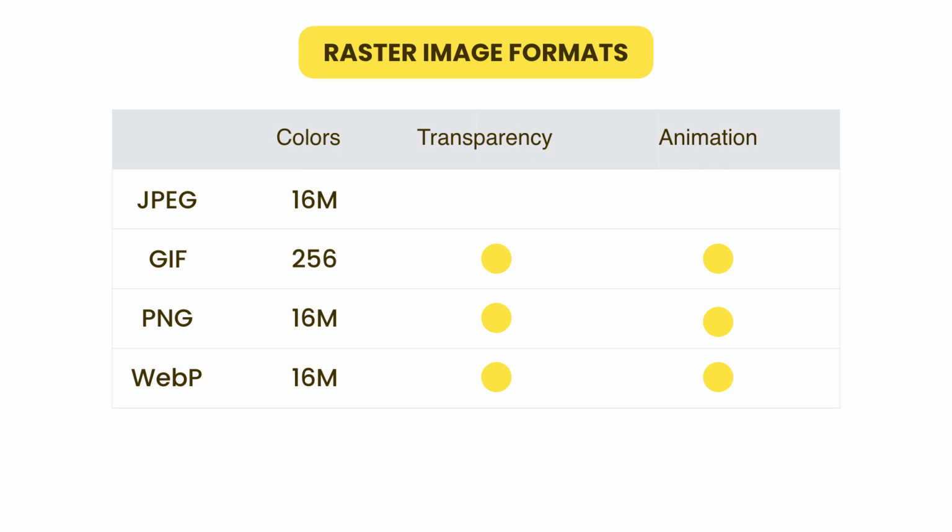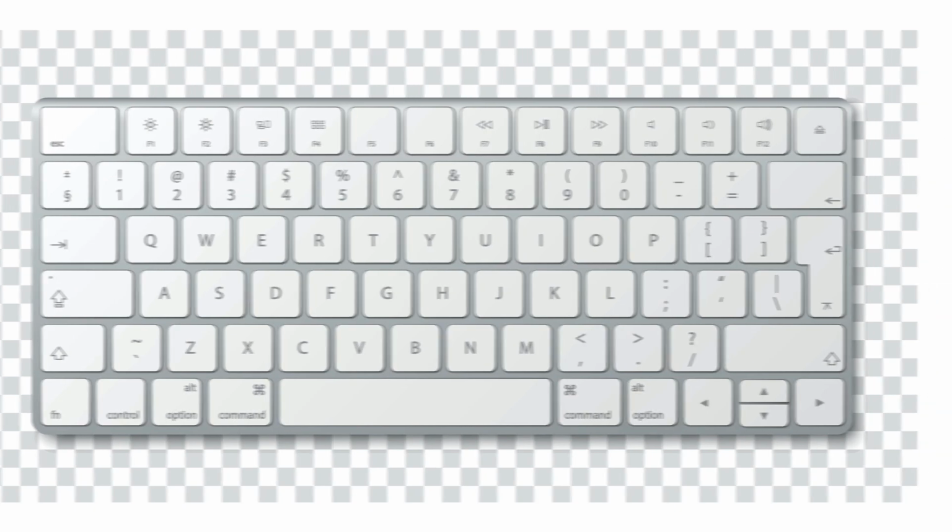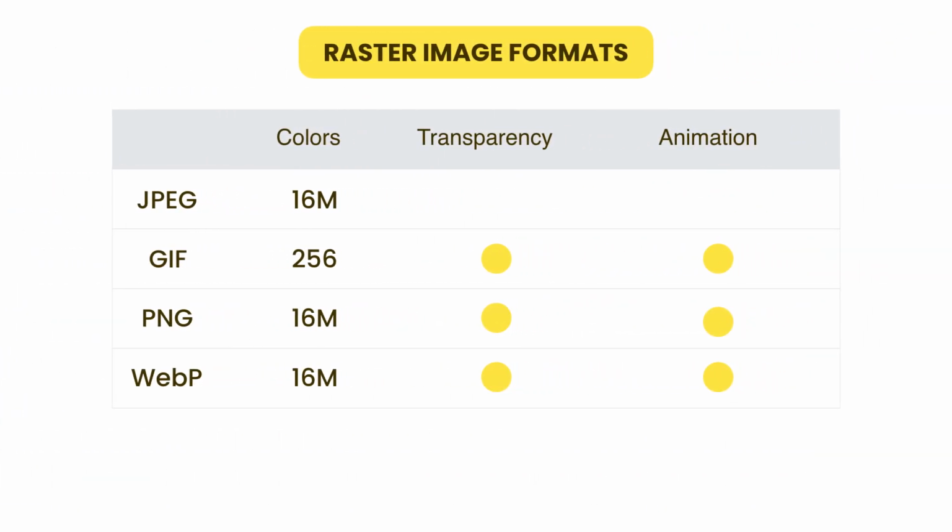The other difference is in transparency. What is transparency? Well, look at the image of this keyboard. This image is on a transparent background. So these tiles that you see here, they represent transparency. And that means we can take this keyboard and put it on any background. We can put it on a white background, on a black background, on a background with patterns and so on. This is the benefit of transparency. So if we need transparency, then we have to use a GIF or a PNG or a WebP image because JPEG images don't support transparency.